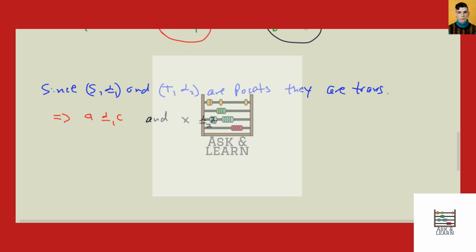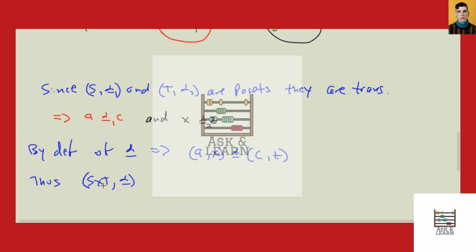Now, this, by the definition of our ordering, implies that (a, x) is going to be less than or equal to (c, z). So thus, S cross T with this ordering is transitive.